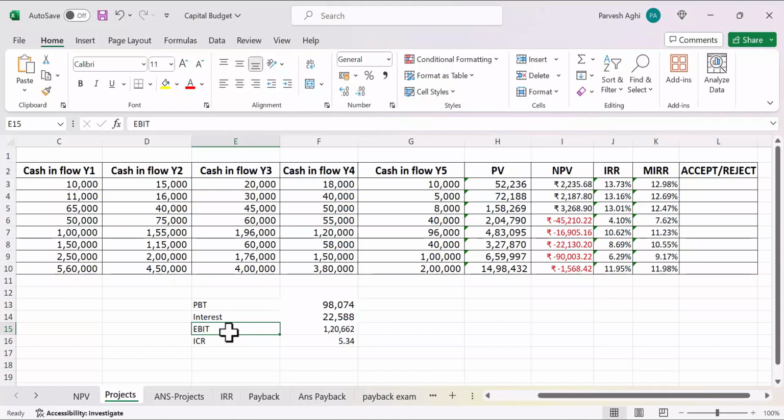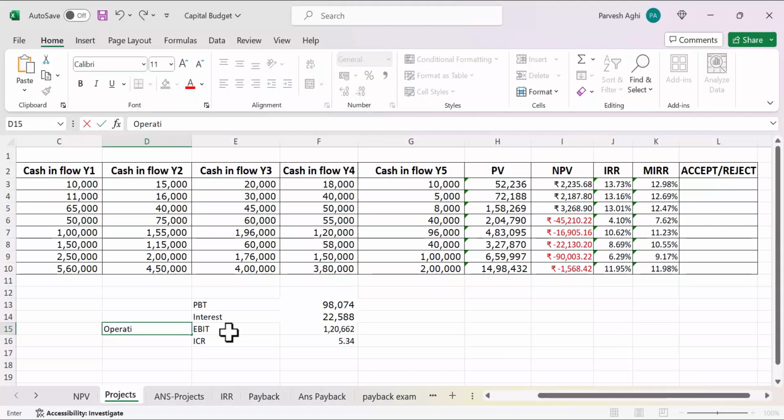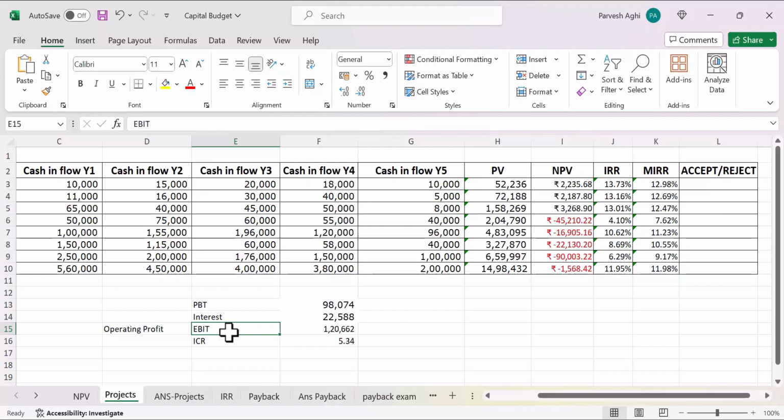What is the operating profit of the company? Now this is called the operating profit of the company. That means how much the company is earning by carrying out its business. It's earning 1,20,000 crores, whereas it's paying 22,000 interest. So what I did was I divided EBIT by interest. So this is, if you look at the formula.